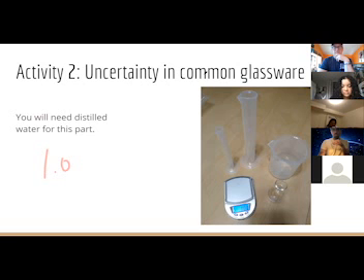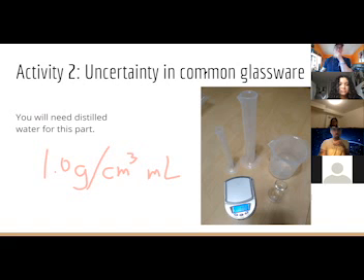Anyone help him? Gram per cubic centimeter? Yes. Or milliliter, it's the same thing. Cubic centimeter is a milliliter. So it's 1 gram per mil.